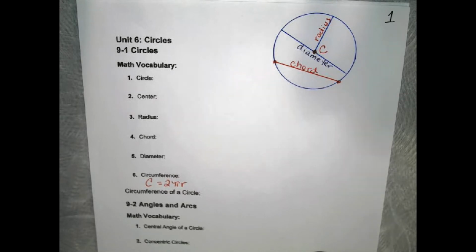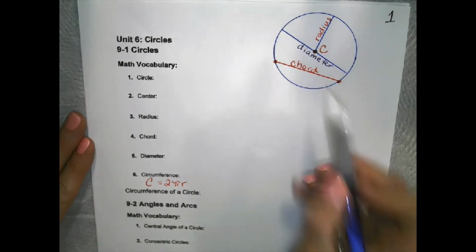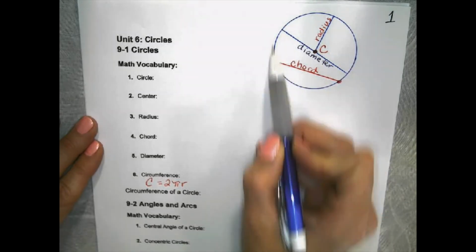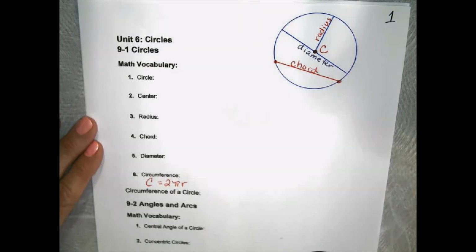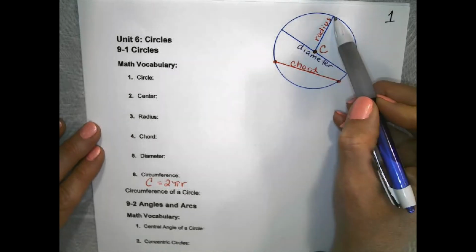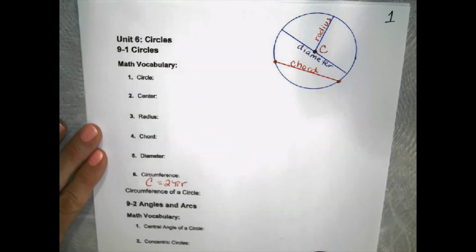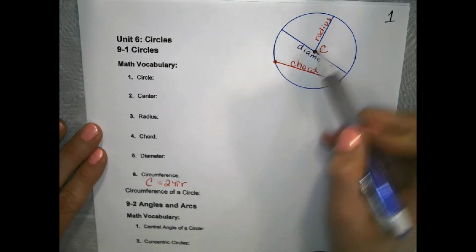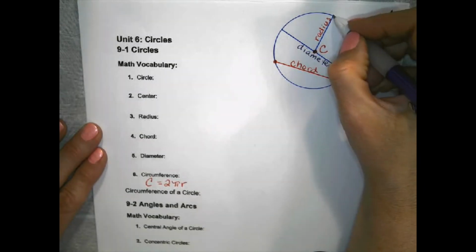We're going to start by talking about circles. Remember that a circle is the set of all points in a plane that are a given distance from a point called the center. In this circle, I have a center C, and the circle is formed by all the points that are the same distance from C. The radius is a segment that goes from the center of the circle to the circle itself. So we describe the radius as a segment whose endpoints are the center and a point on the circle. And this would be its endpoint.